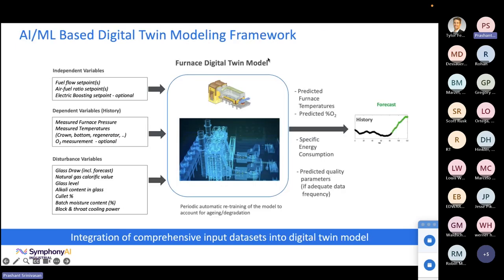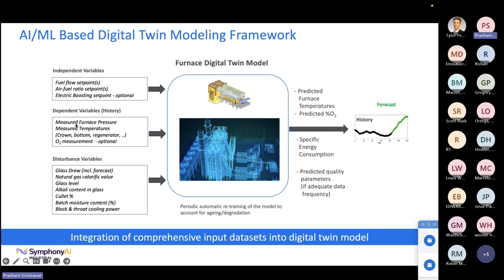Now, if you look at the overall furnace digital twin model, the kind of inputs that were used, we've separated those into independent variables, dependent, and disturbances. So the independent variables typically are the fuel flow set points, the air to fuel ratio set points, and the electric boosting energy set points.